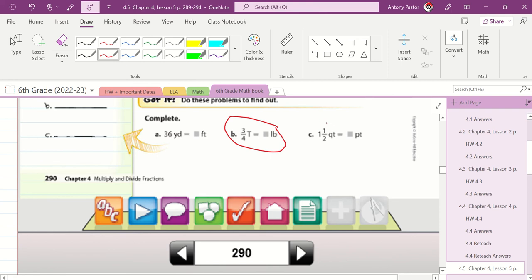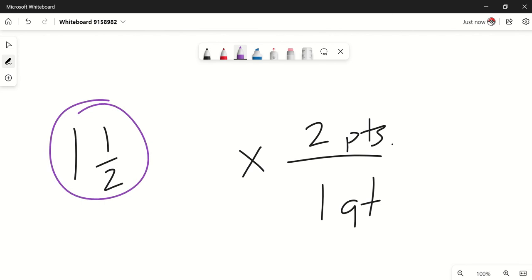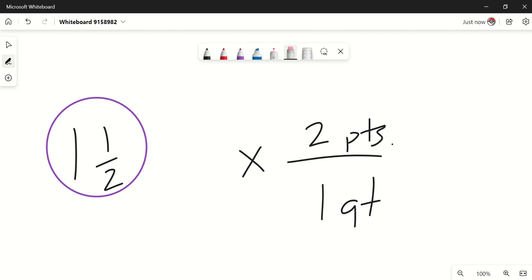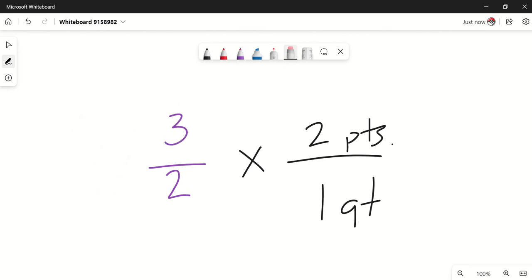So I'm essentially doubling this. But because it is a fraction, I need to be able to convert this 1.5. So instead of doing 1.5 times 2 over 1 or times 2, I'm going to go ahead and change this into a mixed number. Or sorry, this already is a mixed number. I'm going to turn this mixed number into an improper fraction. Whole number times denominator, add it to the numerator over the original denominator. So I already know this is going to be over 2. 1 times 2 is 2, plus the 1 is 3. Put that over 2. So 1.5 becomes 3 over 2.